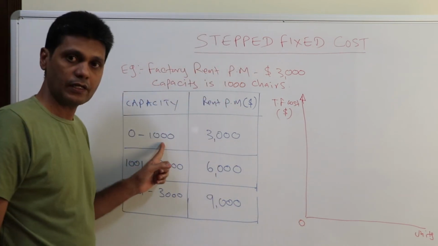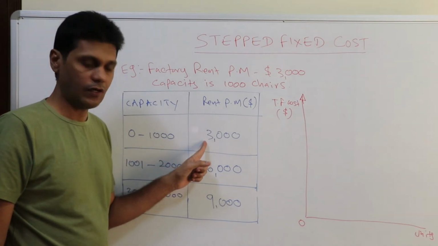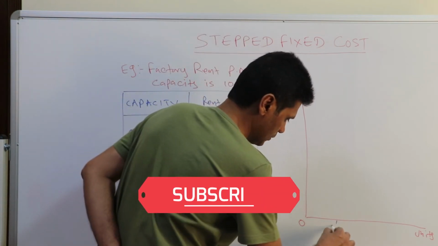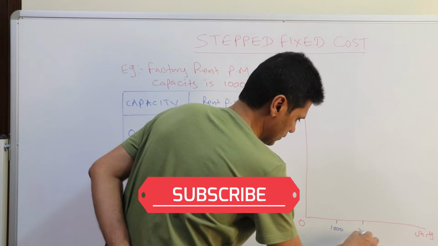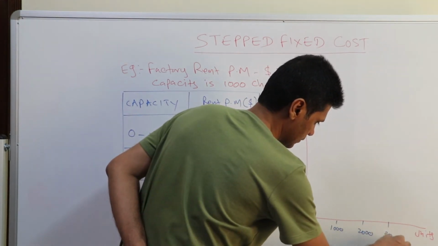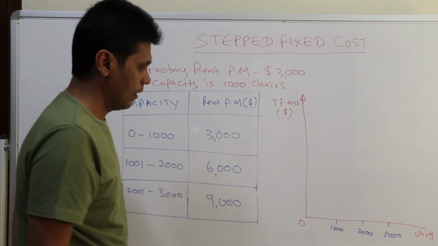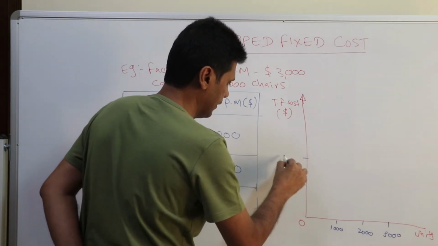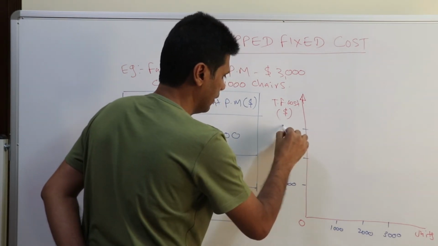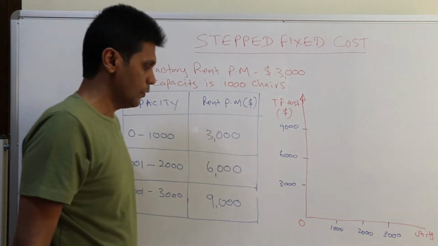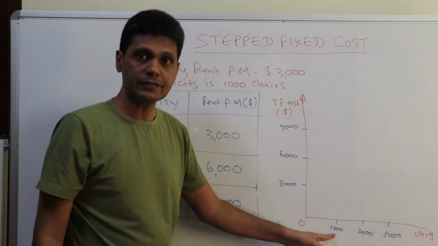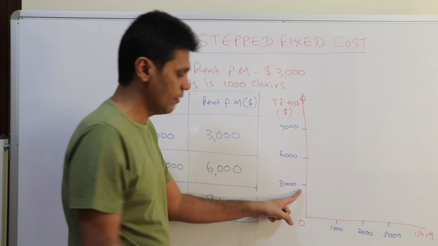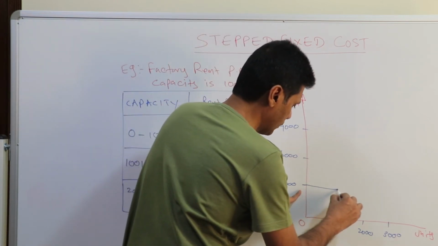Up to 1,000 capacity level, your rent will be 3,000. So if you take the capacity as 1,000, 2,000 and 3,000, the cost will be 3,000, then 6,000 and 9,000. Up to 1,000 units, your cost is going to be 3,000. Therefore this cost is fixed up to this level.